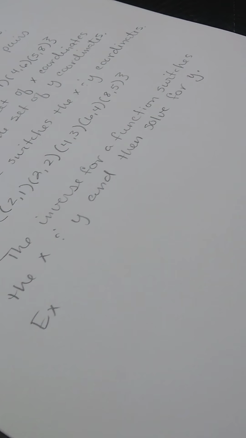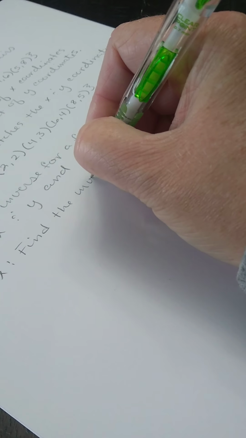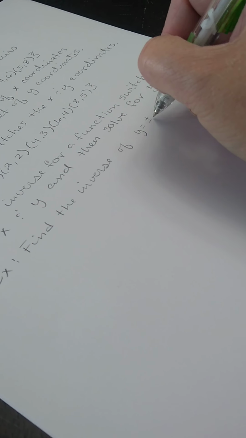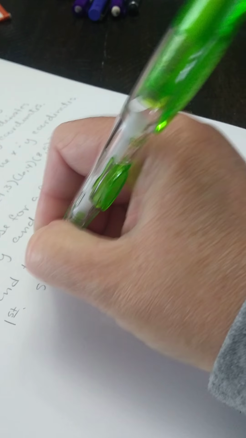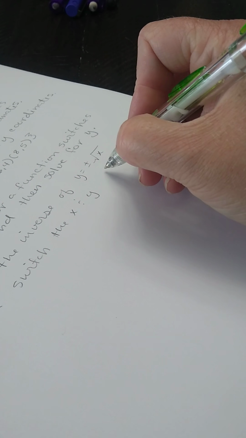Okay, for example, say you want to find the inverse of y equals plus or minus square root of x. Okay, so first you're going to literally switch the x and y. So you get x equals plus or minus square root of y. Everything else stayed the same, just literally switch the x and the y.